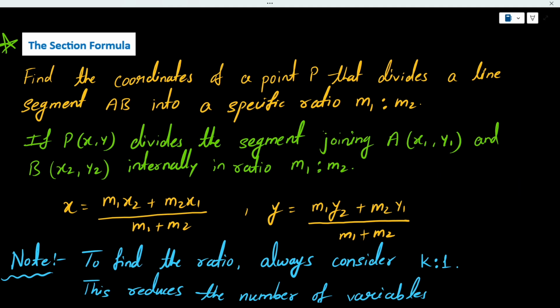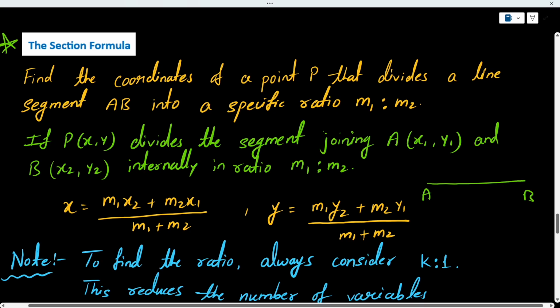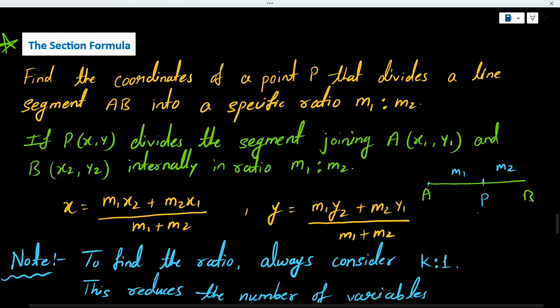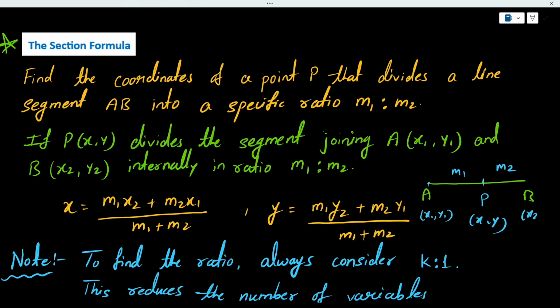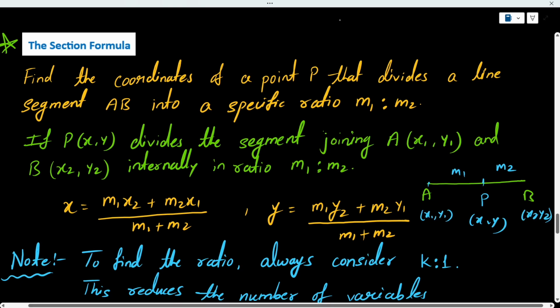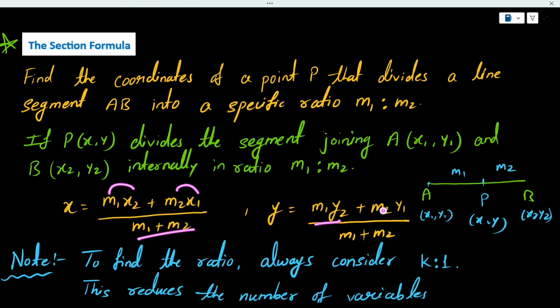I'm having here a line segment. It's given here AB, right? And here the point is somewhere here P, which is dividing it into the ratio m1 is to m2. How do we find out the coordinates, right? So what do you take here? If this is x1, y1 and this is x2, y2, how do we get it here? If you'll see, I can take here m1 x2 plus m2 x1 by m1 plus m2, then m1 y2 plus m2 y1 by m1 plus m2.